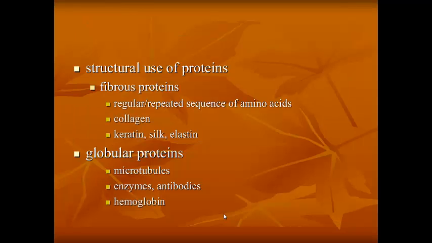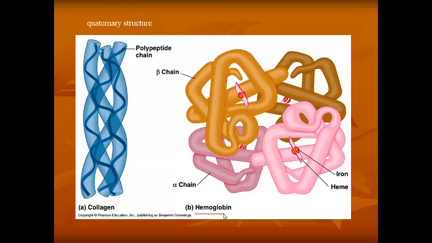There are 2 major protein shapes. You have fibrous proteins, which are structural proteins within the body. A good example of this structural or fibrous protein is collagen. You can see it looks like a rope twisted together. That is the major structural protein in the body. It is the most abundant protein in the body. It gives all of your tissues its strength.